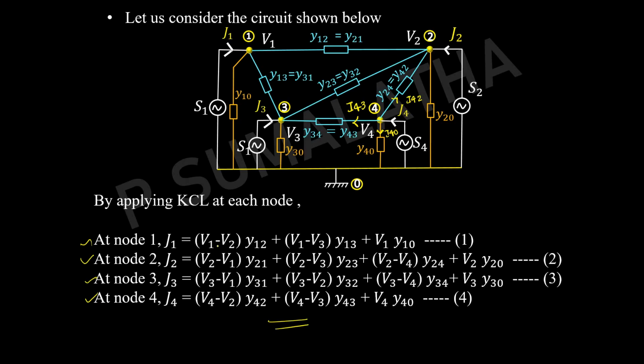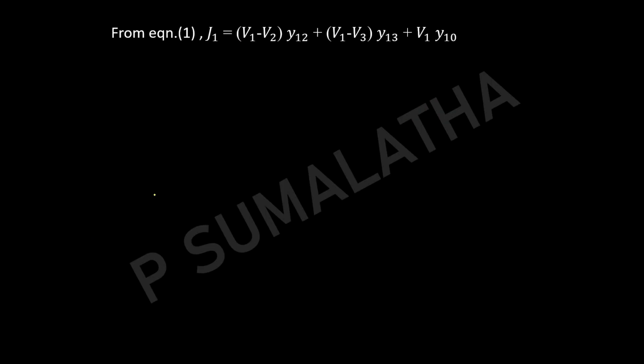By applying KCL at each node, using the nodal analysis technique, we can get the equations. Next, we have to arrange these equations in terms of the voltages V1, V2, V3 and V4. Now, let us rearrange the equations. Taking the first equation, we multiply: V1 into Y12 minus V2 into Y12 plus V1 into Y13 minus V3 into Y13 plus V1 into Y10. That is the next step we got.